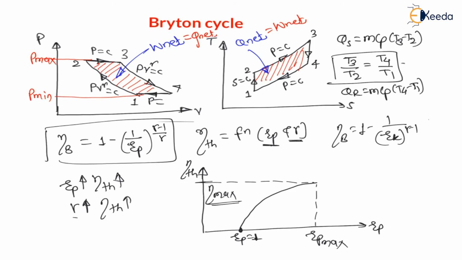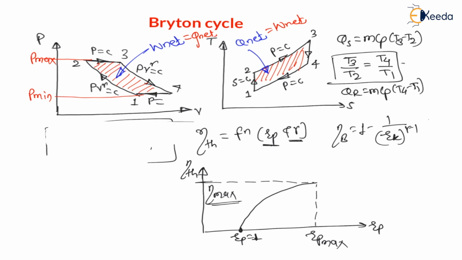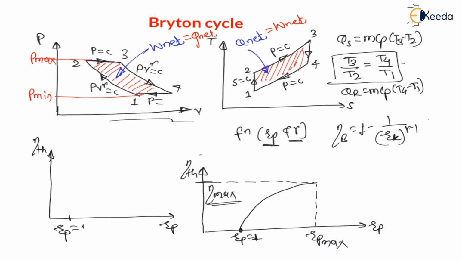And what will be the effect of gamma on the efficiency? Now let us check here. We have drawn the graph for pressure ratio. Let us draw the graph considering pressure ratio as well as gamma, right? On y-axis we will consider thermal efficiency of the Brayton cycle, on x-axis pressure ratio. And whenever pressure ratio is equal to 1, efficiency is equal to 0, and as pressure ratio goes on increasing, efficiency also goes on increasing, right?